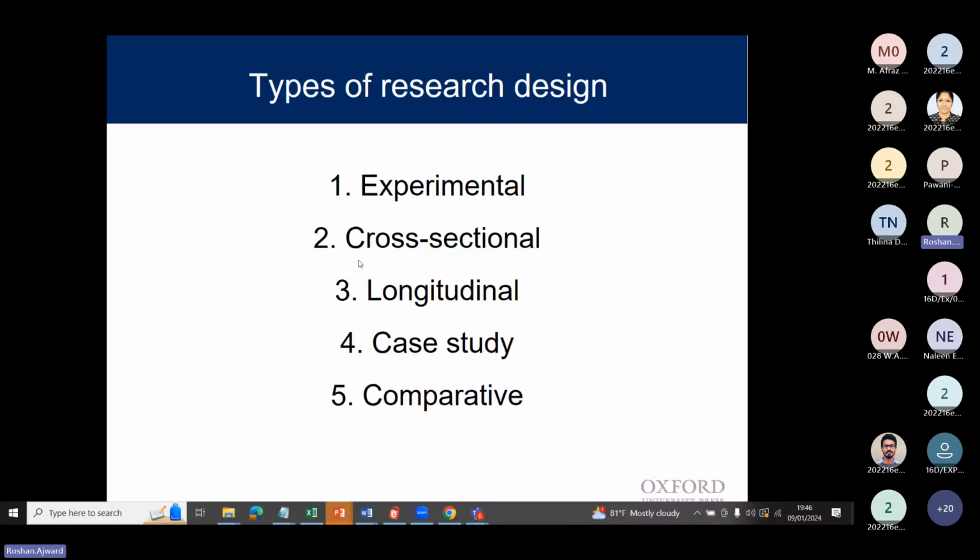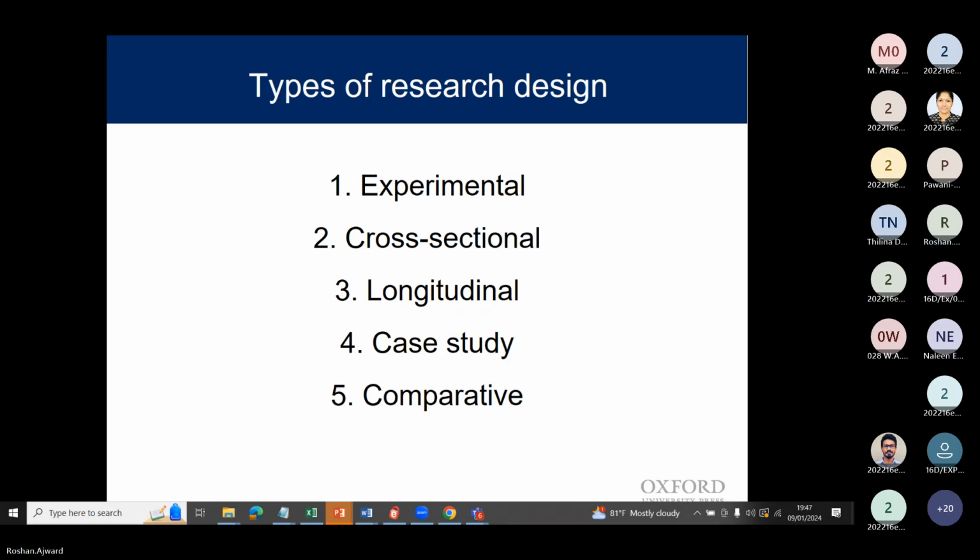Now we shall understand the 5 types of research designs: experimental, cross-sectional, longitudinal, case study, and comparative case study. So how many types are there? There are 5 types. Experimental, cross-sectional, longitudinal, case study, and comparative case study. Now what we'll do is, we'll try to understand these 5 types using examples. We'll take one by one and try to understand.